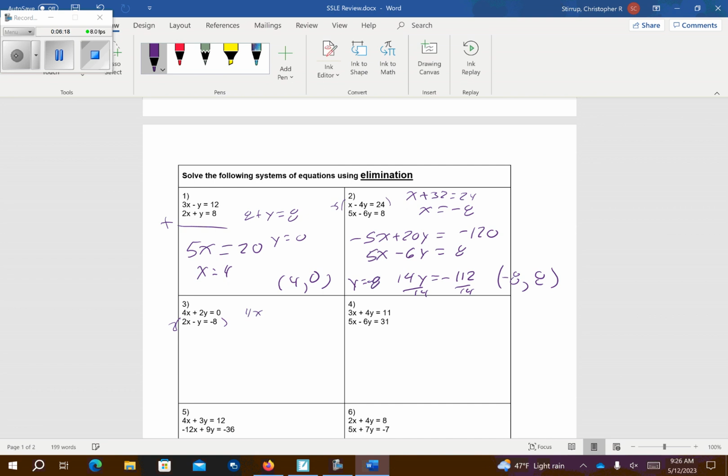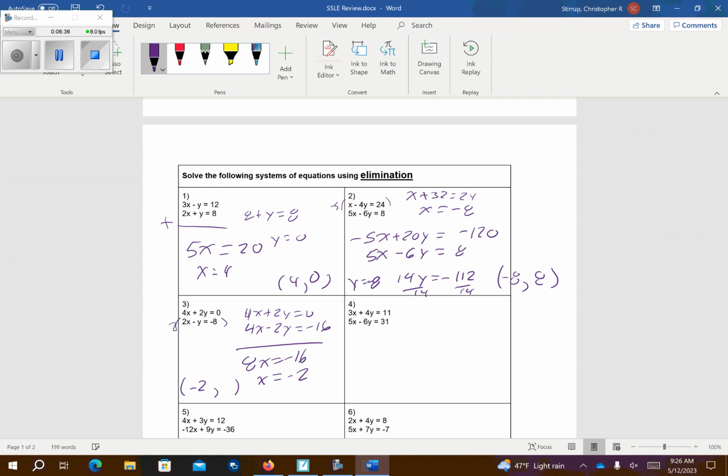For problem number 3, we're going to multiply the entire bottom by 2. So I have 4x plus 2y equals 0 as the top one. Then I'm going to get 4x minus 2y equals -16 for the bottom. Add those together, so that's going to give me 8x equals -16. X equals -2. So -2 is my first answer.